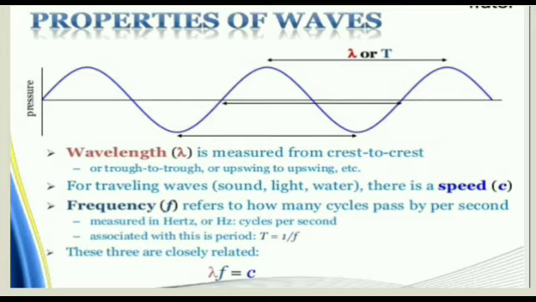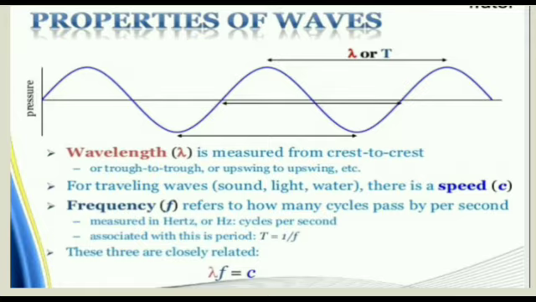Okay students, right? Next come to the properties of waves. There are two properties: one is wavelength and the other is frequency. See, this is one wave format, and the distance between these two, in a longitudinal wave, is from compression to compression. That distance is the wavelength. Wavelength is measured from crest to crest, or trough to trough. That is wavelength lambda. For traveling waves like sound waves, light waves or water waves, there is a speed, denoted by c.